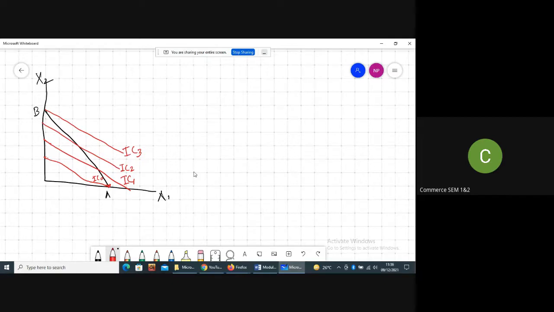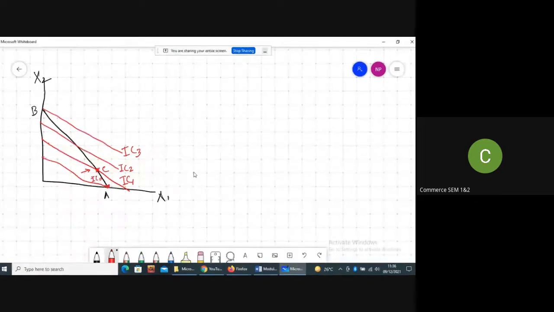Now, even by spending the same amount of income, the consumer can move to the IC1 indifference curve and can consume at, say, some point C. So the consumer can increase to a higher level of utility even by spending the same amount of money, because point C is also on the same budget line AB. Now compared to point C, the consumer can move to point D also, because he can move to a higher level of utility by spending the same amount of money, because point D is also on the same budget line.